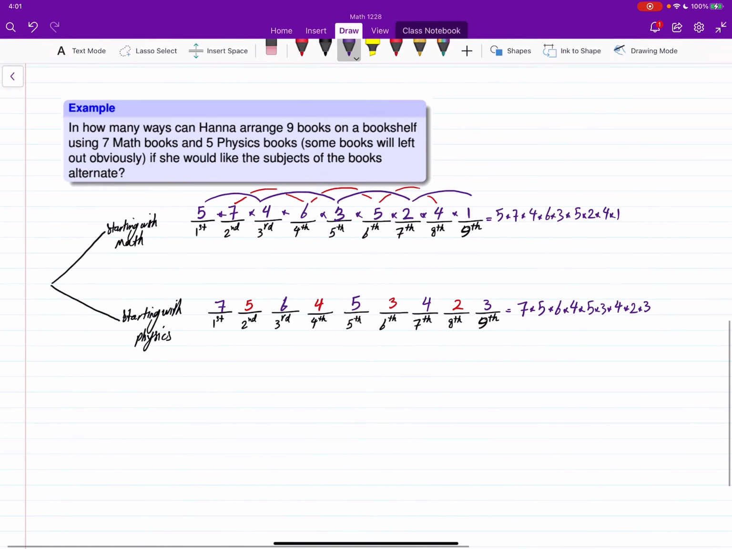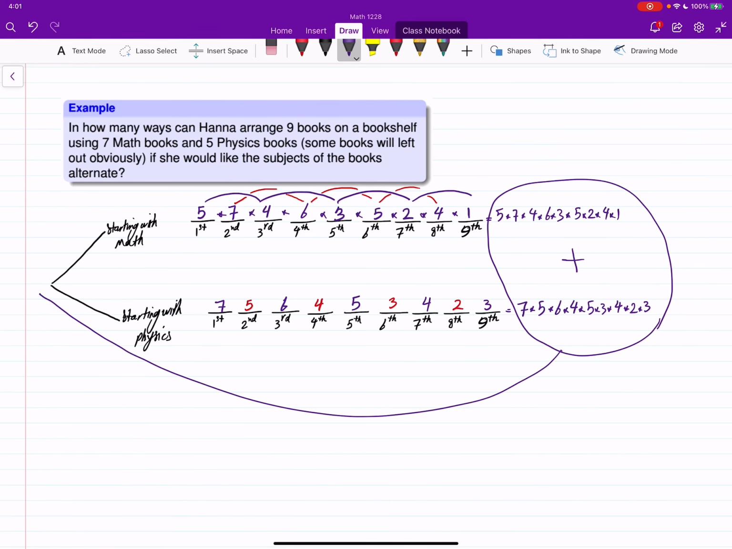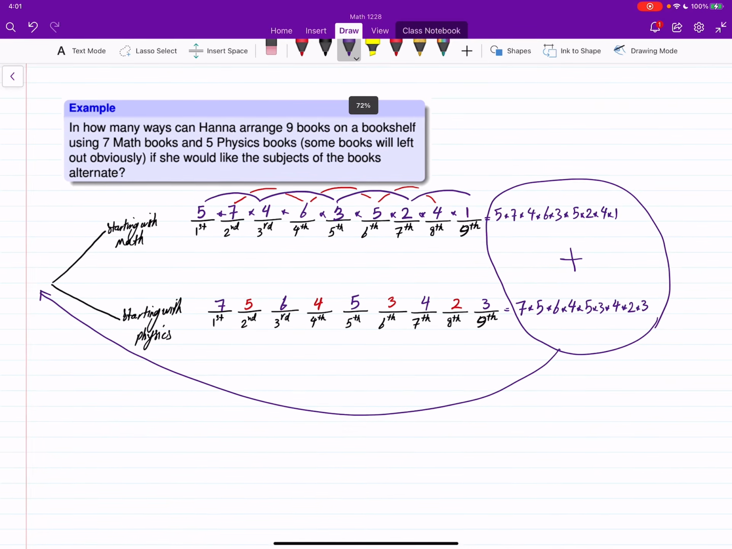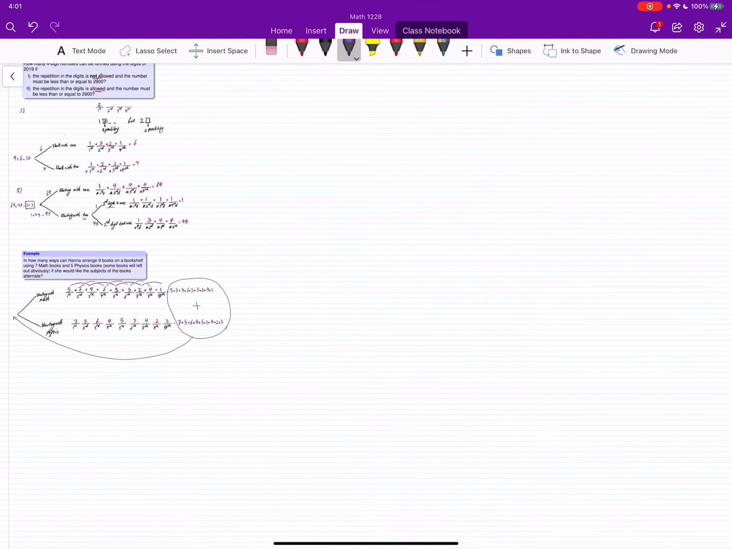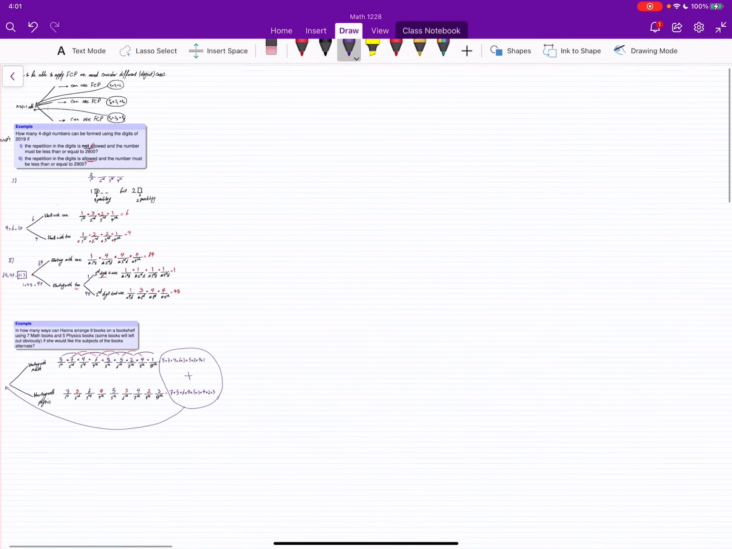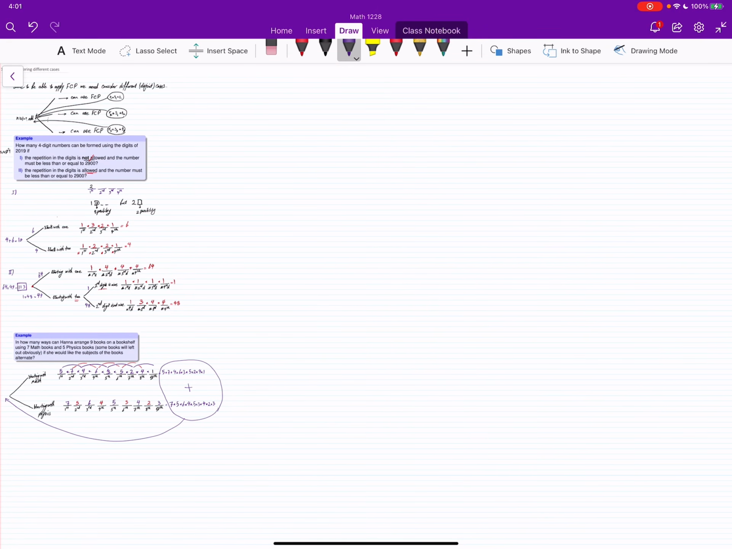But the point is that neither of those is the correct number. You have to add these two numbers, and that is the total number of ways Hannah can arrange those books on the shelf, alternating the subject. Okay, so these were examples where we separated into different cases and used the tree structure to find the total number.